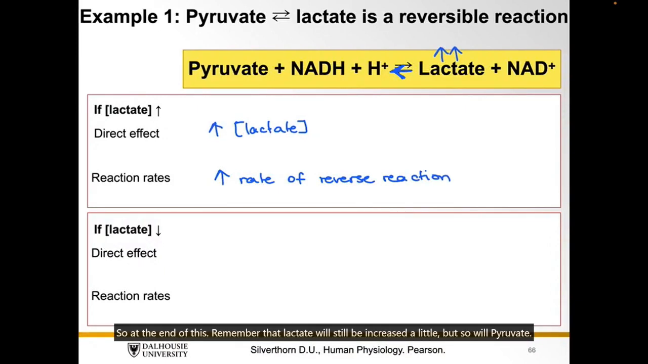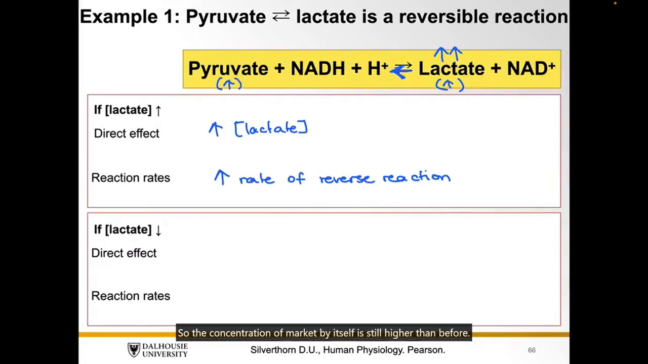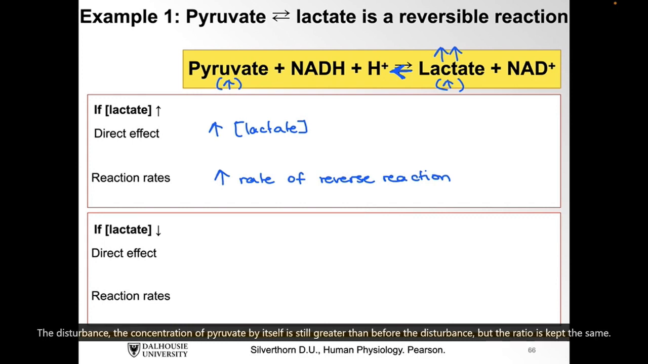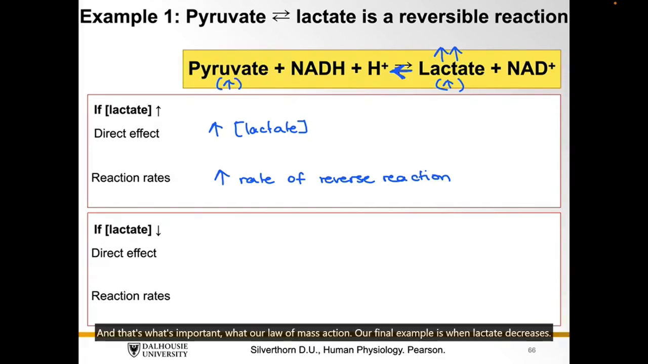So at the end of this, remember that lactate will still be increased a little, but so will pyruvate. So the concentration of lactate by itself is still higher than before the disturbance. The concentration of pyruvate by itself is still greater than before the disturbance, but the ratio is kept the same. And that's what's important with our law of mass action.